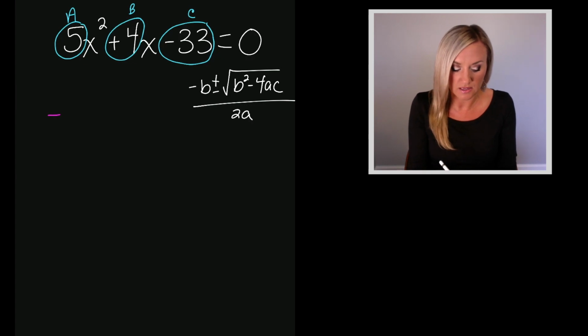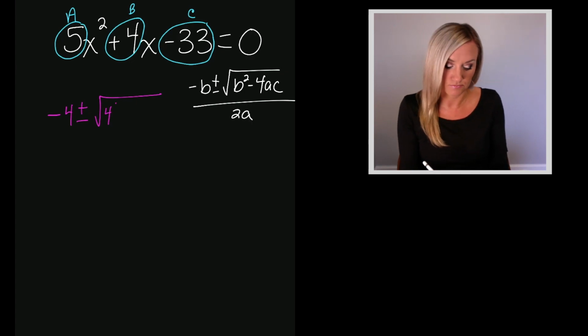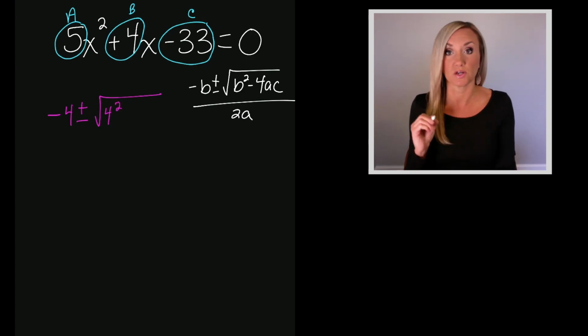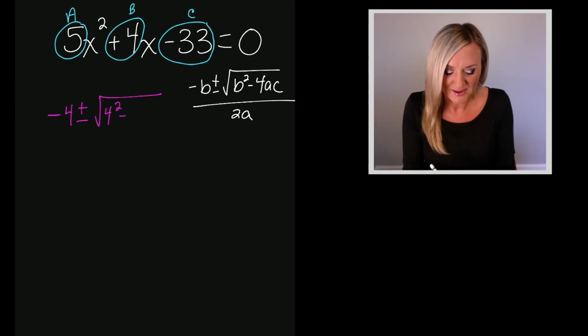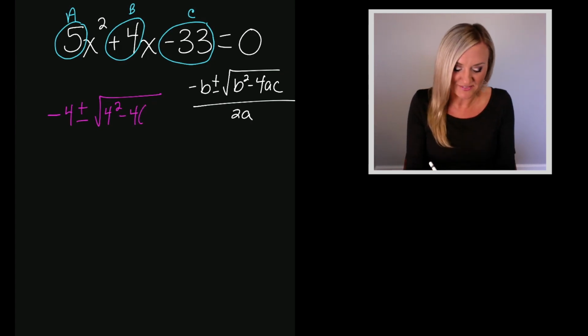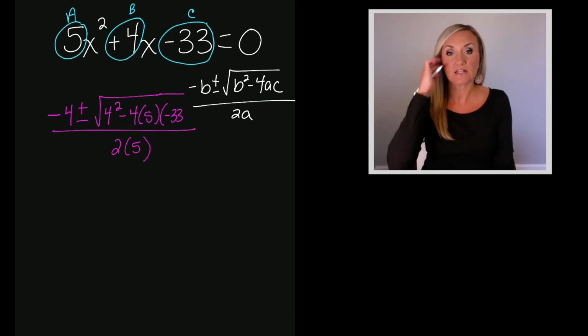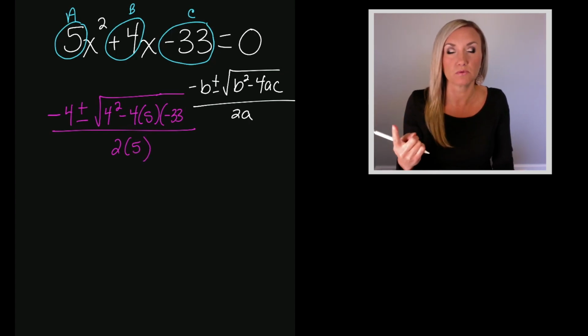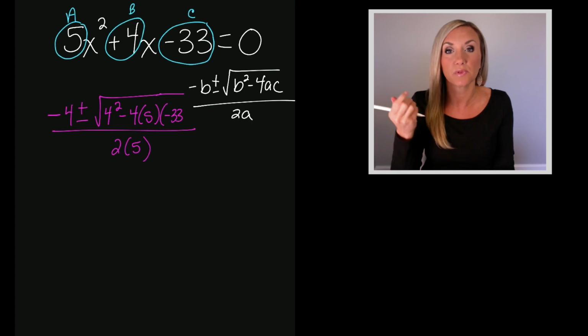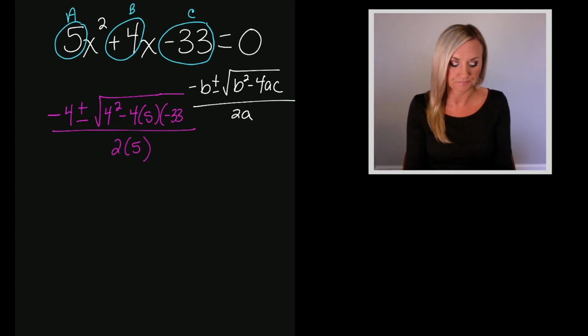And then b is a 4, plus or minus the square root of b squared, 4 squared, minus 4 times 5 times c, which is negative 33. And that is all over 2 times a, which is 5. So that's going to be your step number 1: you take your a, b, and c and plug them into the formula.